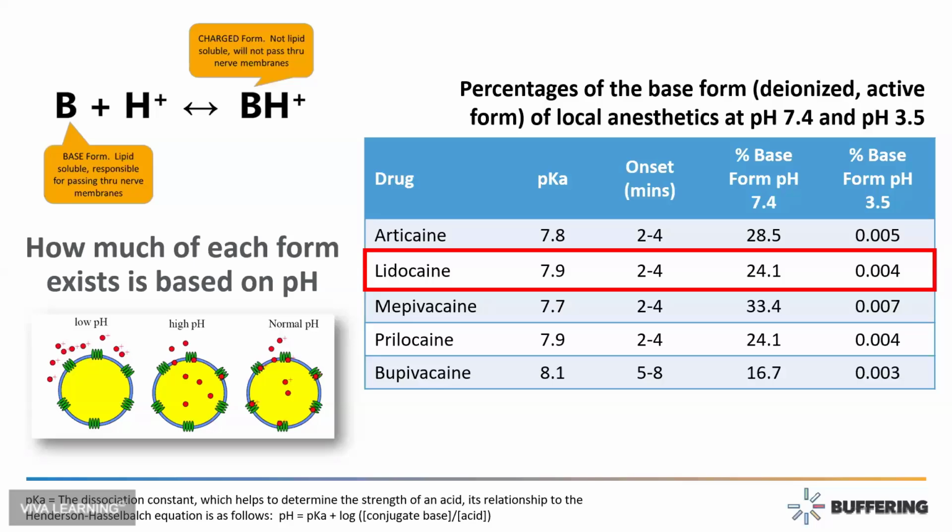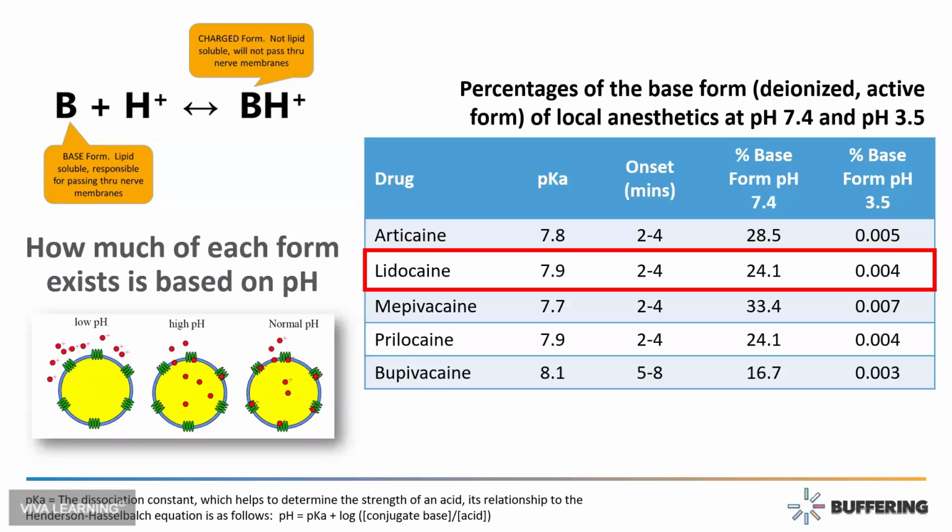If we raise the pH to closer to body pH, we get an increase in the active form of the drug to 24.1%. So it's almost like a 3-to-1 ratio when we buffer it. But when we don't buffer it, essentially 0.004% is active, but 99.996% of the drug is inactive at that low pH.